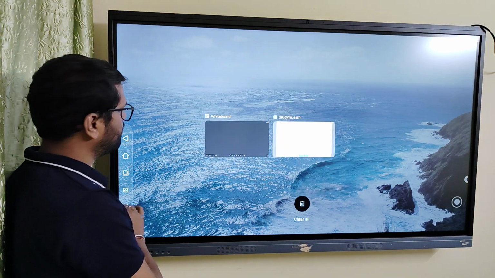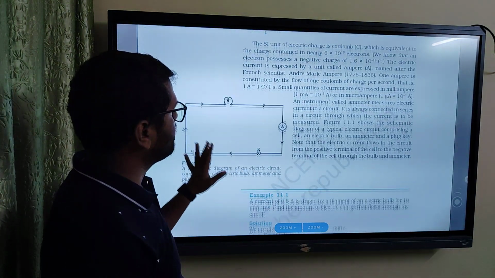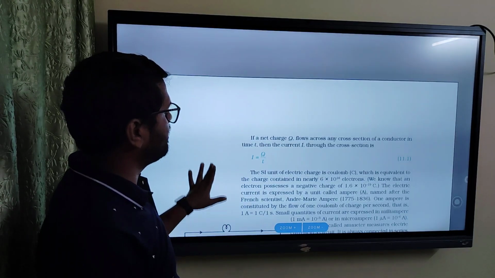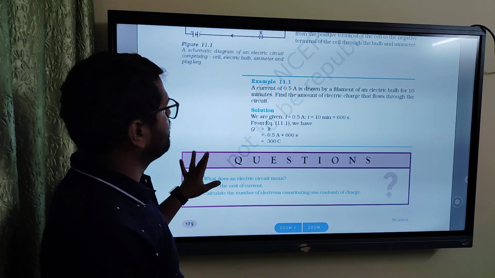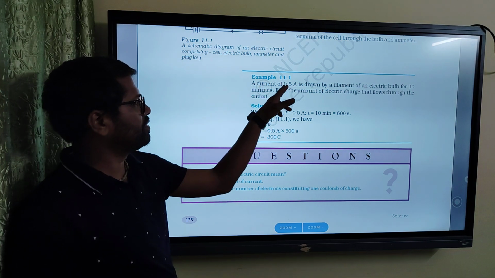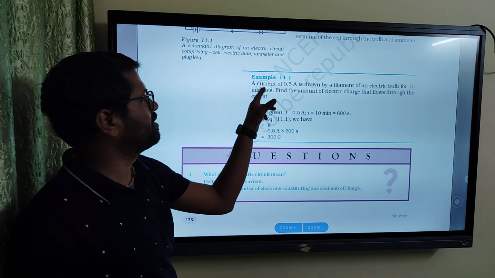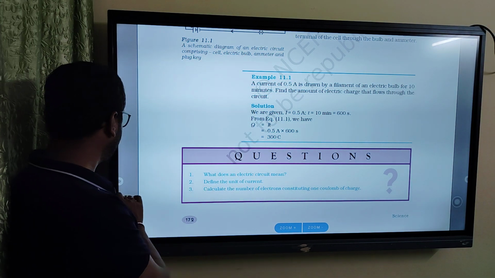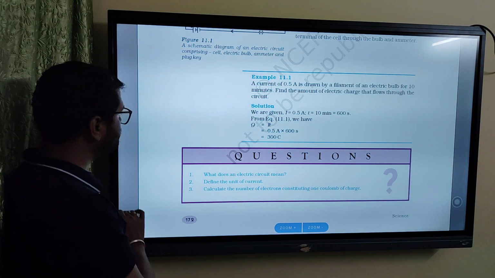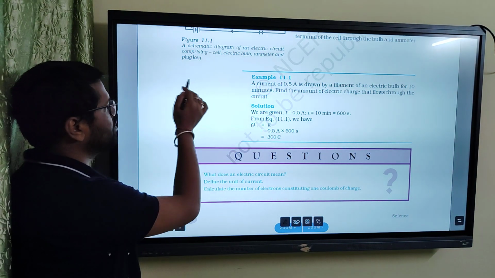Next, we will go to the next part. So this part we have done. If they ask this kind of question: a current of 0.5 ampere is drawn by a filament of an electric bulb for 10 minutes. Now 10 minutes means how many seconds? 10 minutes equals 600 seconds. Simple, you just multiply 10 into 60.